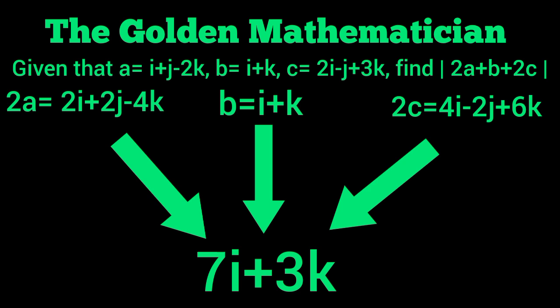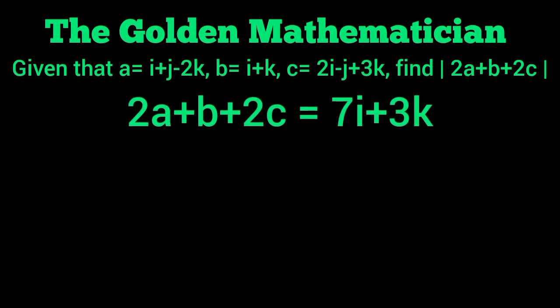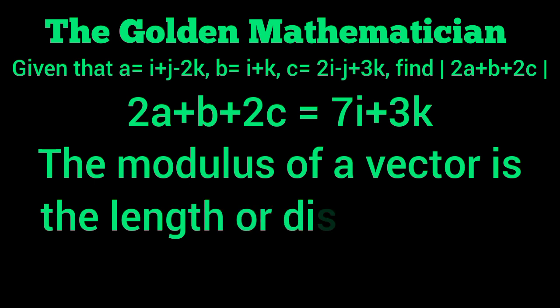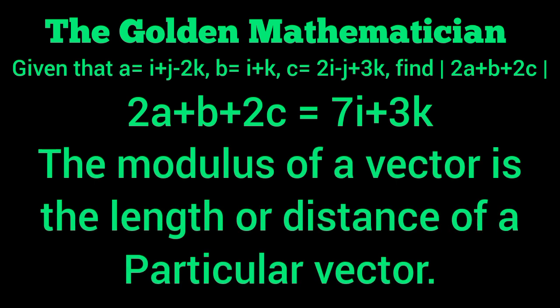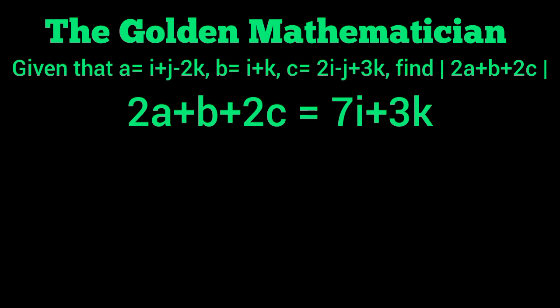We are almost done. The last step is to find the modulus of the vector. But before we do that, what is the modulus of a vector? The modulus of a vector is simply the length or distance of a particular vector. So how do we find the modulus of a vector A, where A is a three-dimensional vector with unit vectors i, j, and k? To find the modulus of vector A, we have to individually find the square of the coefficient of the unit vectors i, j, and k.